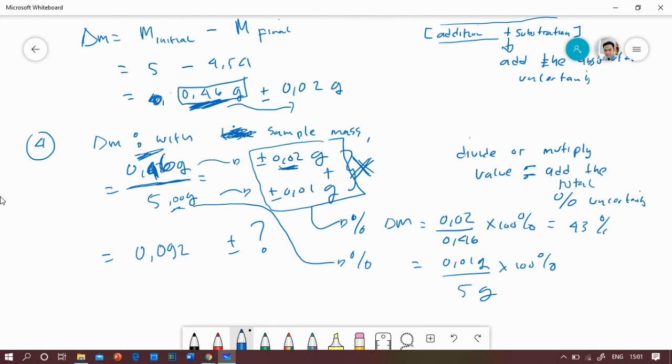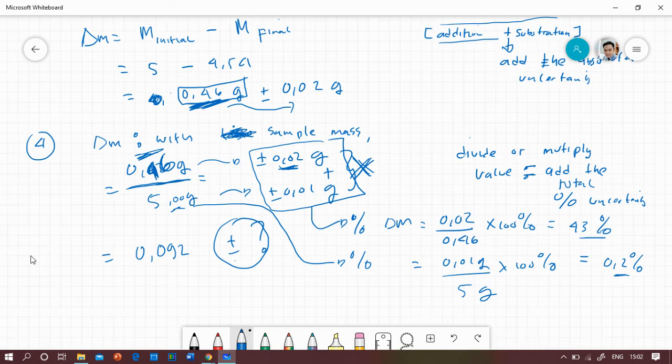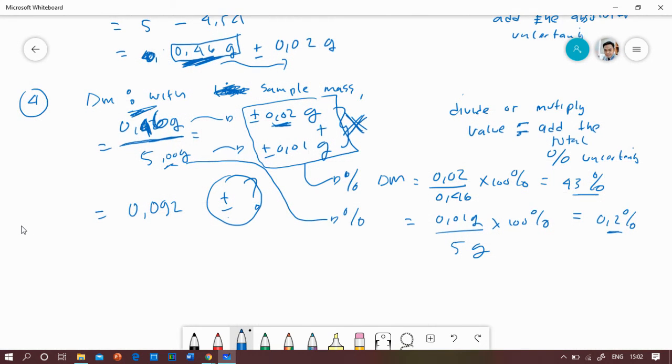Okay, so then you go, let's see, 0.02 divided by 0.46 is actually 43%. That's quite huge. And then in here is 0.01 divided by 5. This is actually 0.2%. So after you got this percentage, then you can use this to calculate the uncertainty in the result. So the total is 43.2%.